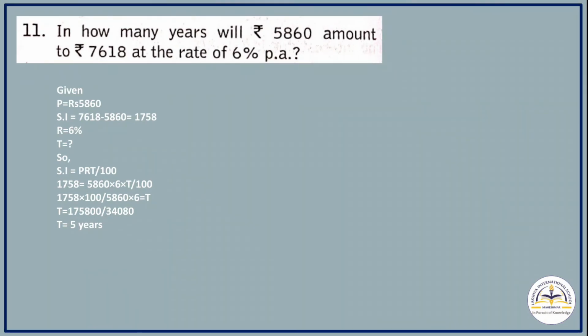Question number 11. In how many years will rupees 5,860 amount to rupees 7,618 at the rate of 6% per annum? Now here the principal amount is given, that is 5,860. Now the simple interest, you have to subtract the values to get the simple interest, that is 1,758. The rate is also given in the question, that is 6% per annum. Now the time we have to find out. Now again we will put the values in the formula, and when you calculate this numerical, you will get the time equal to 5 years.